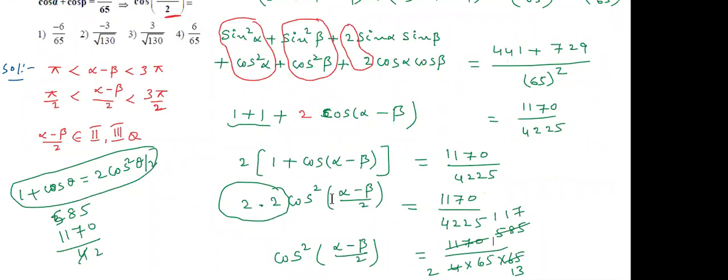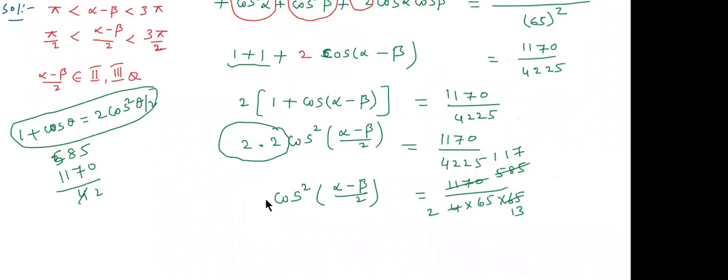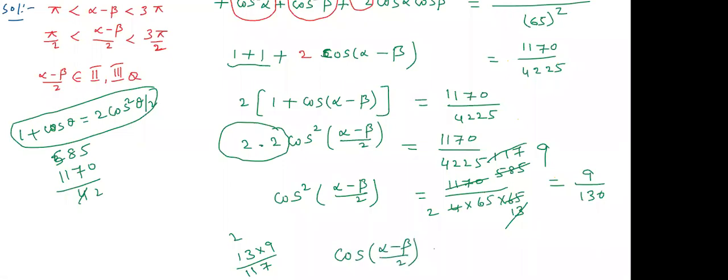Okay, now 13 9s are how much, students? 9 3s are 27, 9 1s are 9 plus 2 is 11, 117. This is 13 9s are 117, so overall this is 9 by 130. But we need only cos of alpha minus beta by 2. Square and right hand side, plus or minus under root 9 by 130. Here we got plus or minus.